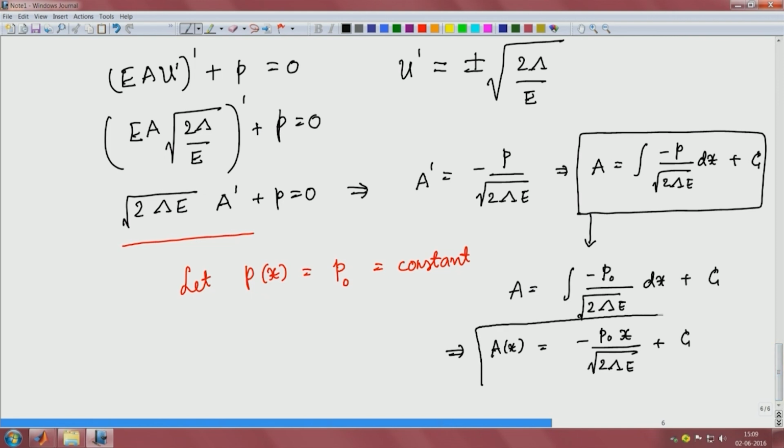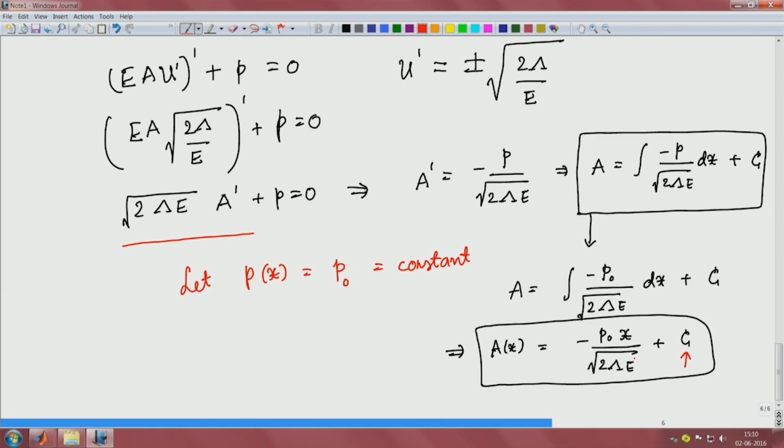That will be our area of cross section, okay, which is a linearly tapering down cross section, because this is just constant, okay, c is just some constant and p naught is constant, that is given to us, 2 lambda e are constant, we do not know lambda yet, but we can find it.